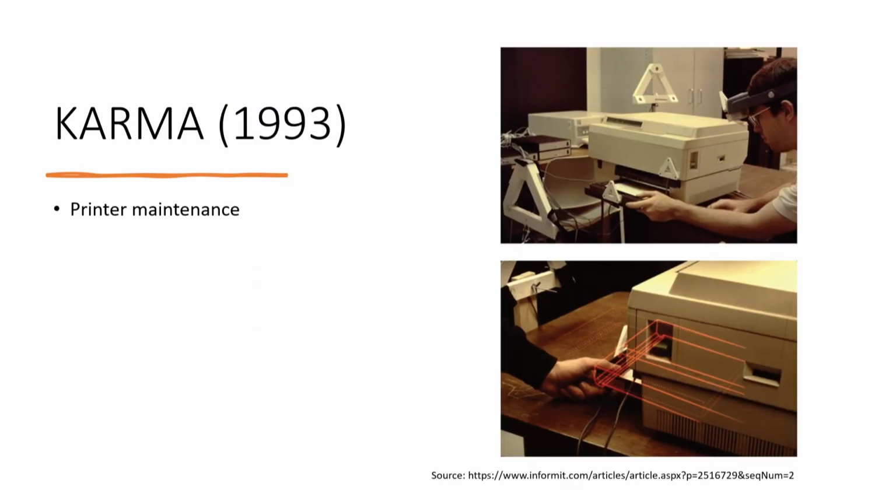Here is an example of printer maintenance from 1993, known as KARMA. You can see here when a printer has paper jammed or it has gone faulty, this user who has a head mounted display can actually see an overlay on what to do, so that he can fix the printer, which tray to pull out and what to do next. All of these steps are illustrated through this augmented reality overlay.